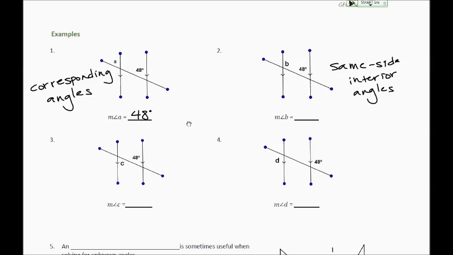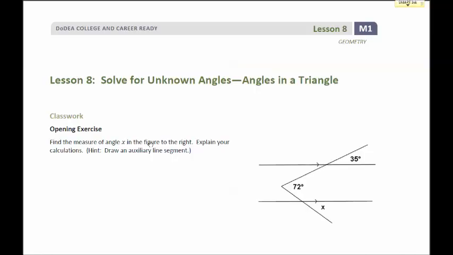Now we just learned that same side interior angles are not congruent, but they are supplementary, meaning they add together to be 180. So I find B by subtracting 48 from 180. And the measure of angle B is 32 degrees. Next, we'll discuss lesson 8, solving for unknown angles when we have angles in a triangle.